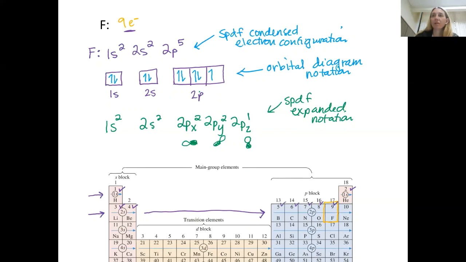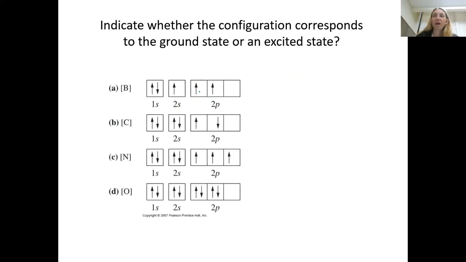Okay. Yeah, so I want to talk about this for a second, and then we'll do a couple more examples. So this is just a little thing that says indicate whether the configuration, so this is the orbital box configuration, right? Configuration just means arrangement or where the electrons are at. Which do these correspond to, the ground state or an excited state?